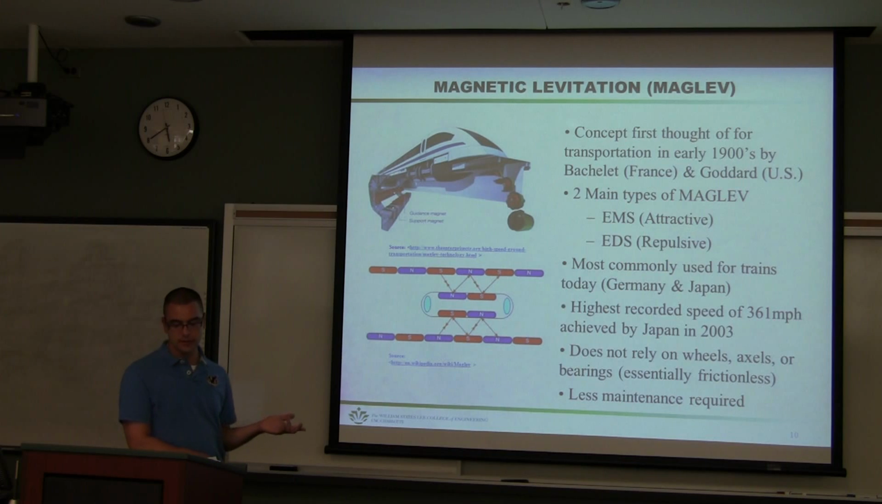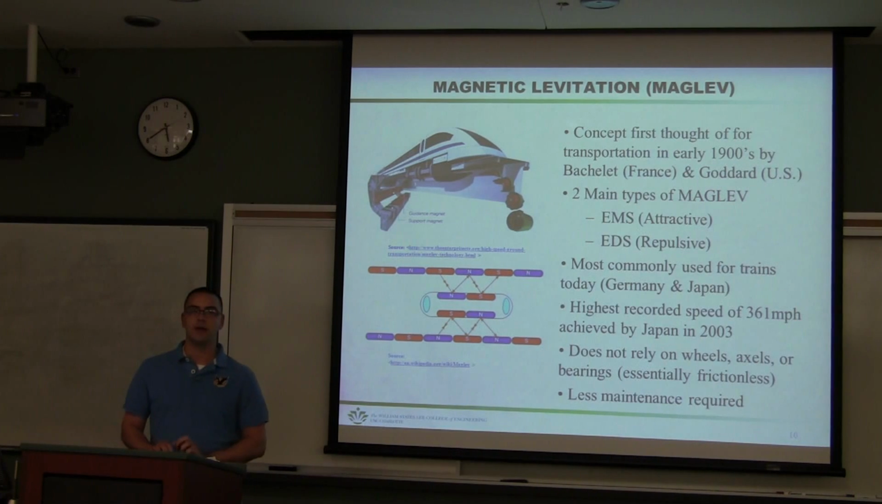The definition of MAGLEV is a system of transportation that uses magnetic levitation to suspend, guide, and propel vehicles from magnets rather than using mechanical methods such as wheels, axles, and bearings. MAGLEV has been around for about 100 years.